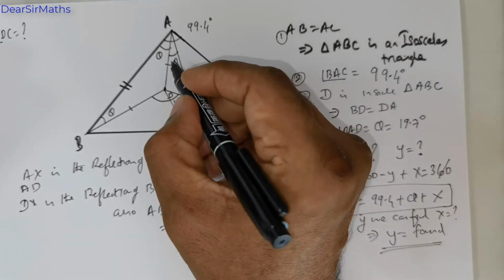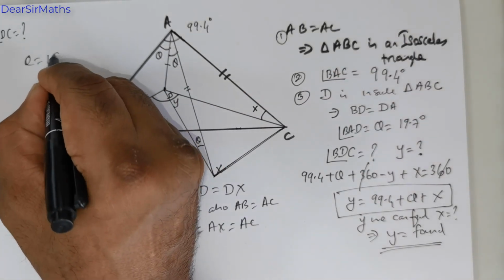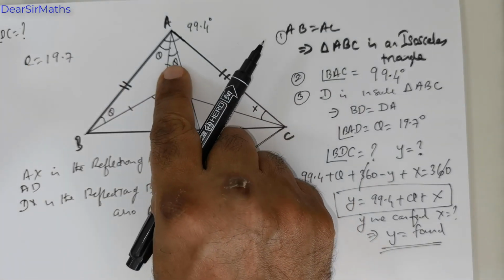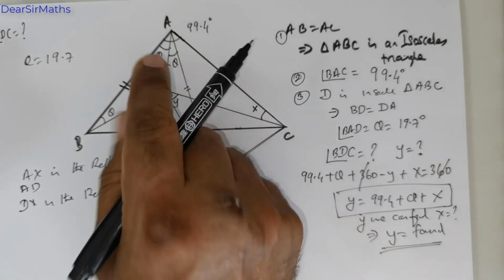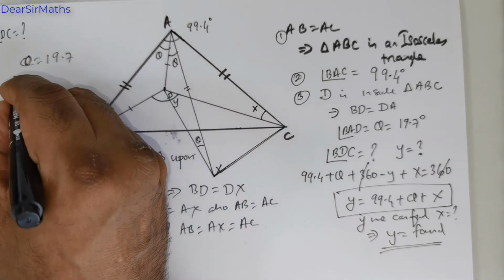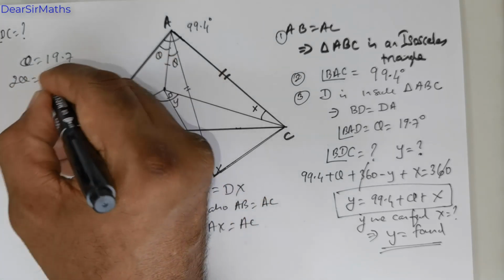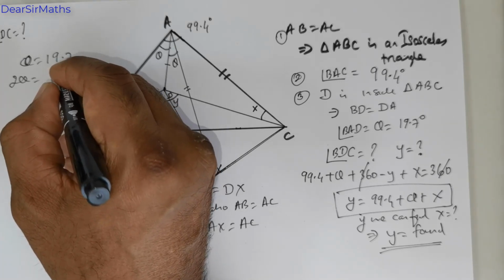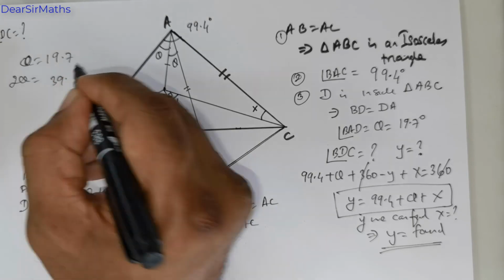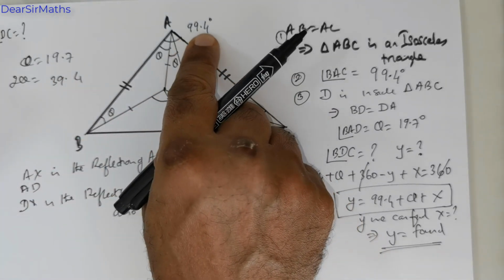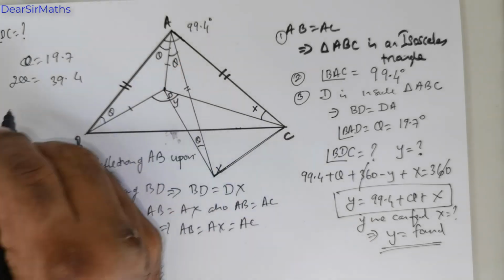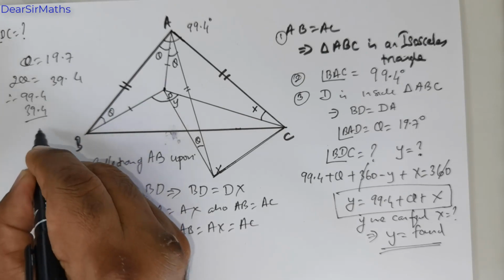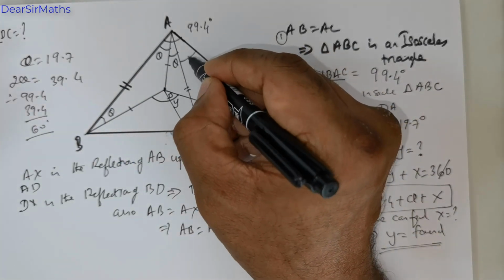Okay. Now theta is 19.7. Theta is 19.7, and you got 2 theta. So 2 theta is equal to 39.4. This entire angle is 99.4. So I want to find out what this angle is. Therefore 99.4 minus 39.4, you get 60 degrees. So this angle is 60 degrees.